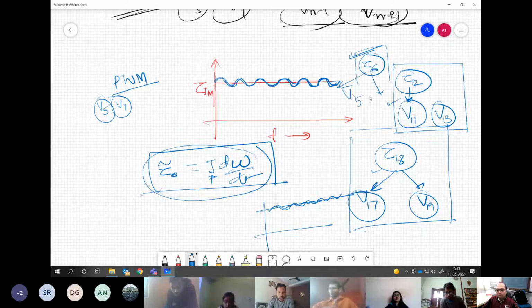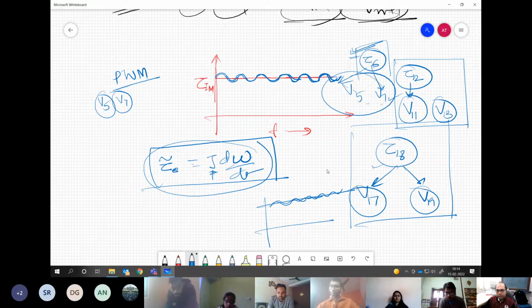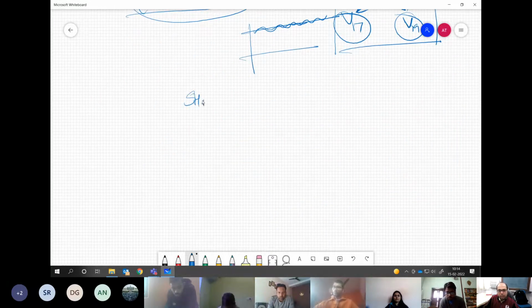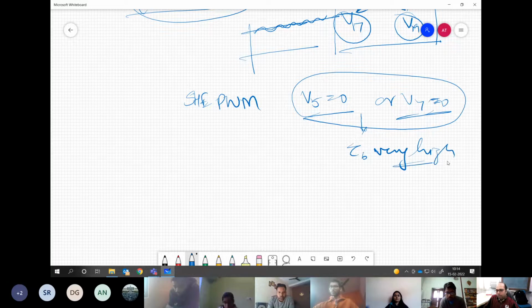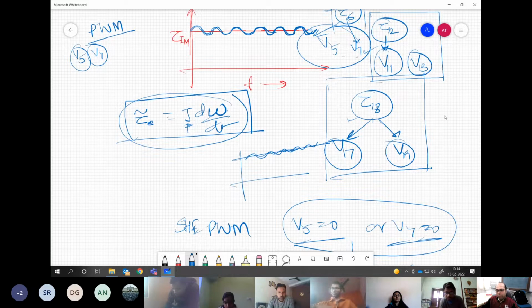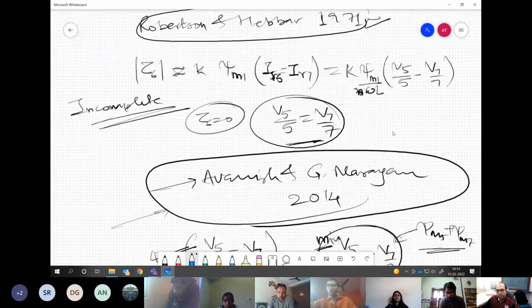So here this is on account of V5 and V7. Always see this point that any torque harmonic is because of a pair of voltage harmonics. It's not because of one harmonic. So in cases like selective harmonic elimination, SHE-PWM, where we try to eliminate just one harmonic, V5 equal to 0 or V7 equal to 0, the tau 6 may become very high, because we have a certain amount of balance happening between these harmonics, V5 by 5 minus V7 by 7.